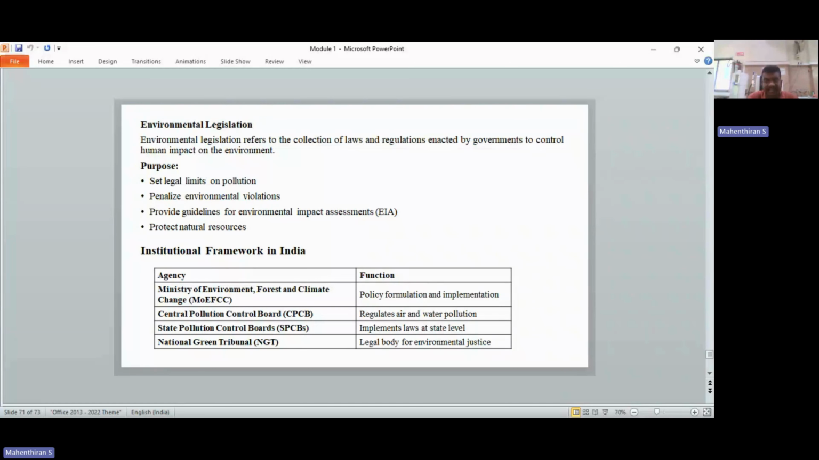The fourth agency is the National Green Tribunal. The National Green Tribunal is a specialized legal body established for speedy environmental justice. Its key features: it handles cases related to the Forest Act and the Environmental Protection Act, and it gives fast decisions.